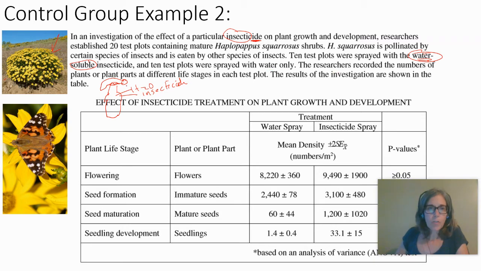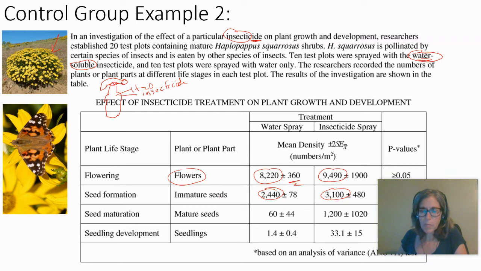Researchers recorded the number of plants or plant parts at different life stages in each test plot. So how many flowers do you have? Well, for water spray, there were 8,000. I'll show you what this means later. For insecticide, there were 9,000 and some more. You waited to see how many seeds were made. There were 2,000 and something seeds made in the plots that had water, and more of them, 3,000, in the insecticide. Ooh, there's more with the insecticide around.